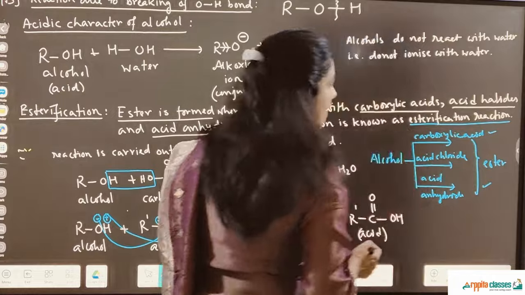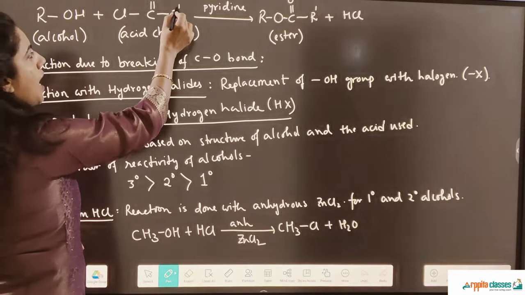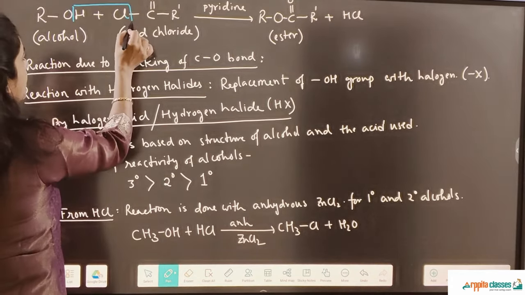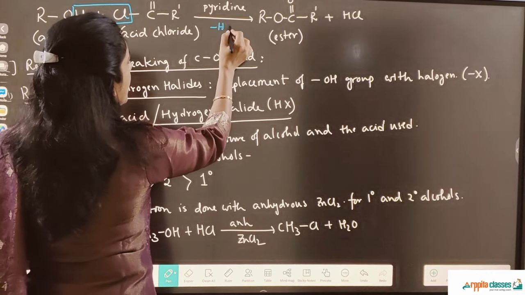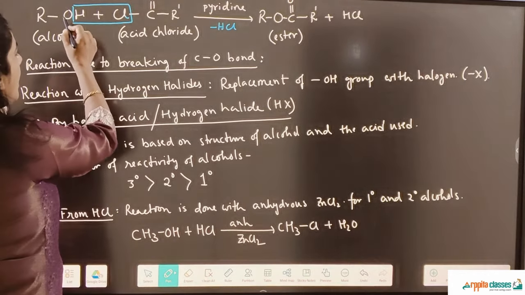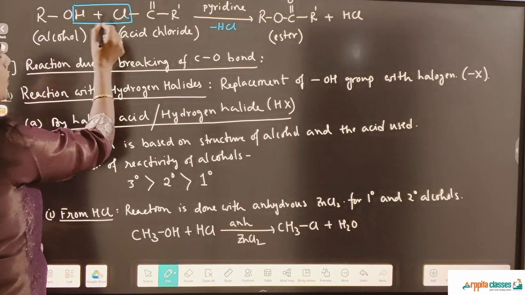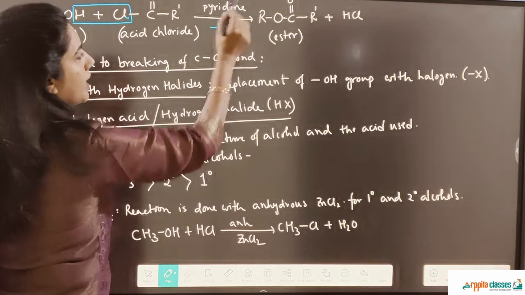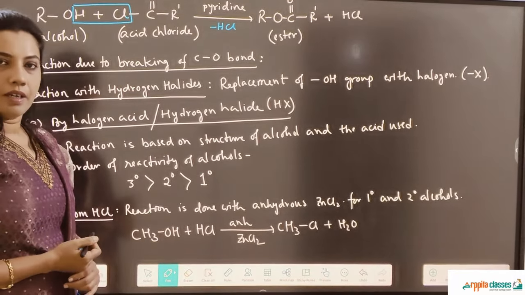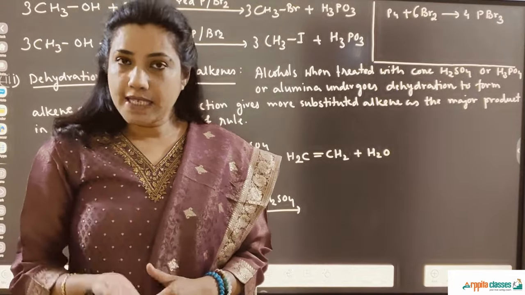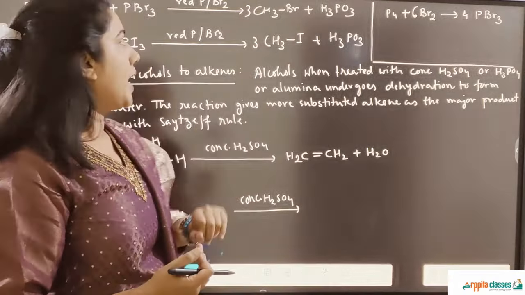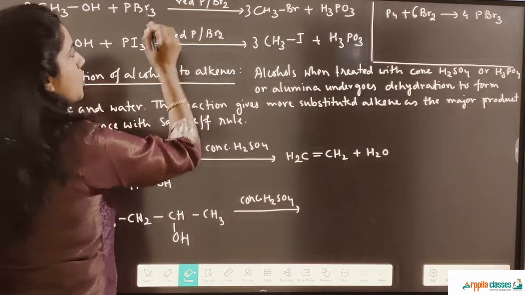Another reaction is with acid chloride. The acid chloride is this, RCOCl. In this reaction, HCl comes out, and the reaction happens in the presence of pyridine. Pyridine is a nitrogenous base. The rest of the things you join, so you get R-COOR' and HCl. This is my ester. So this is your esterification reaction. By a similar reaction, if you want to get alkyl bromide or alkyl iodide, then our reagent will be red phosphorus with Br2.